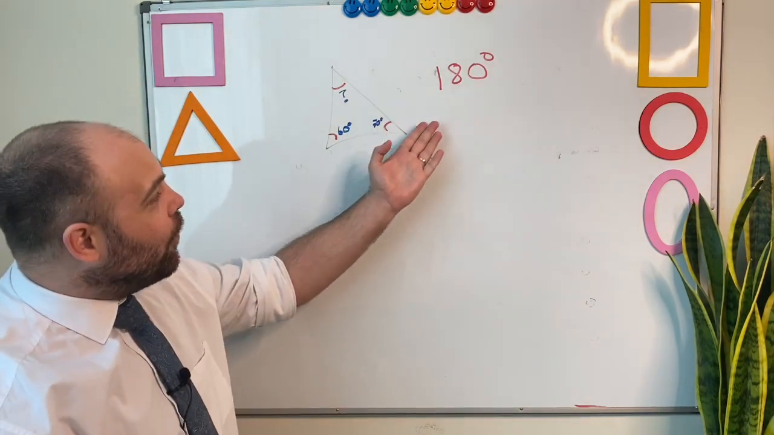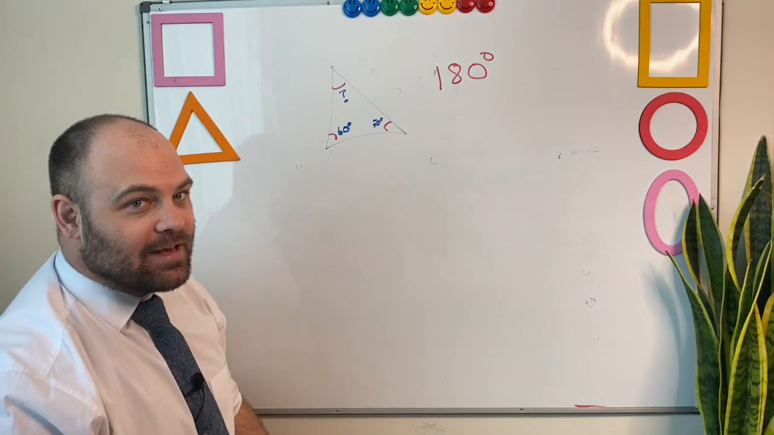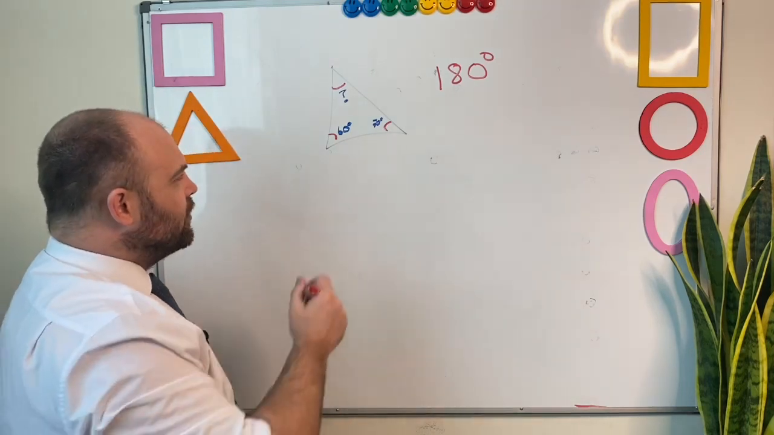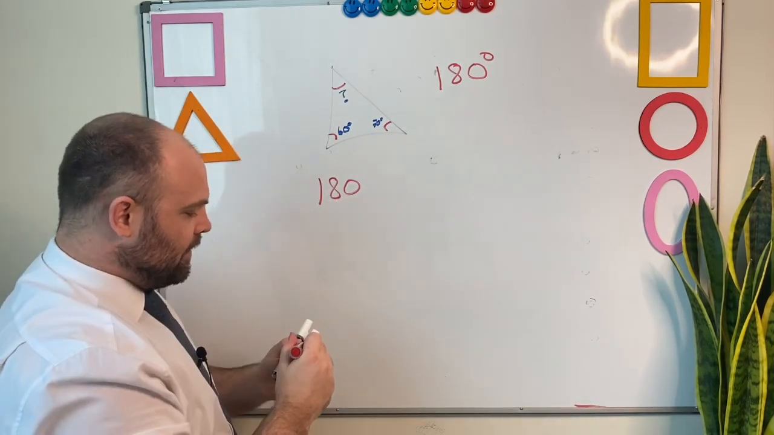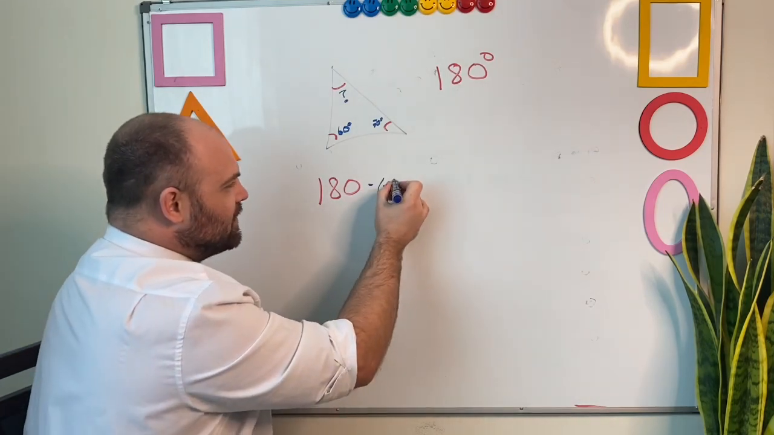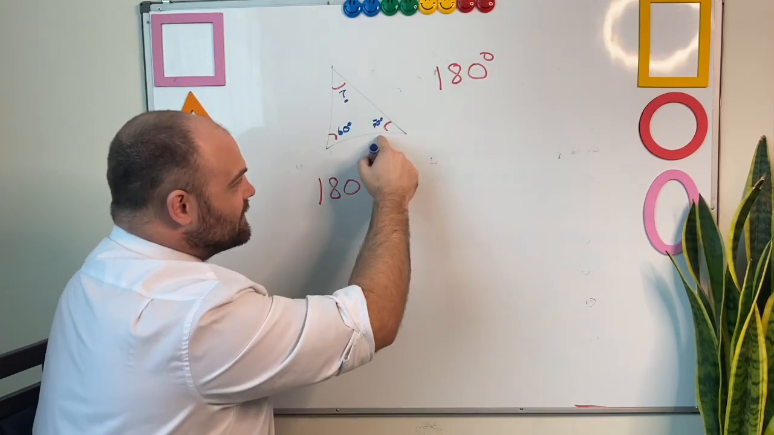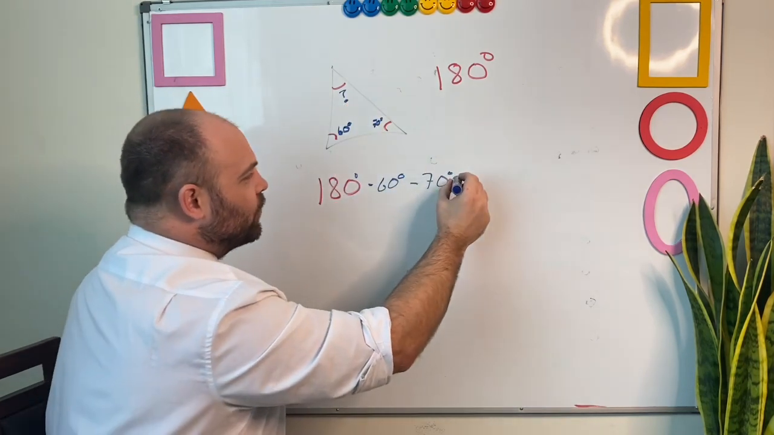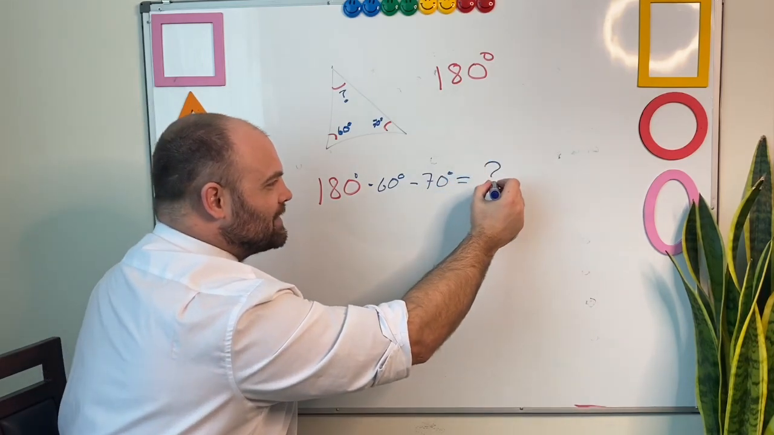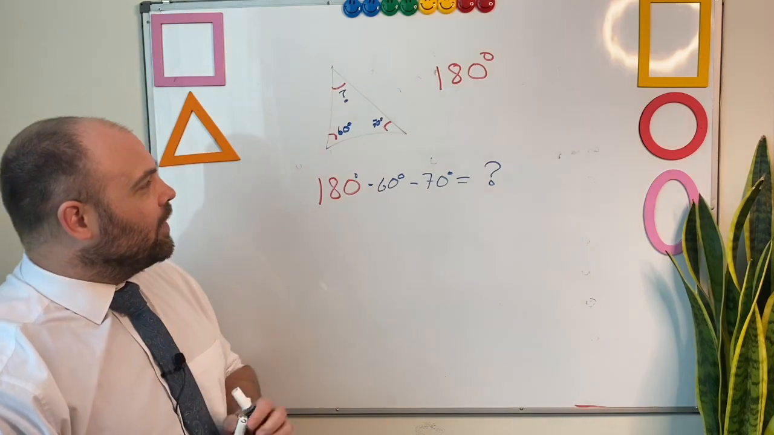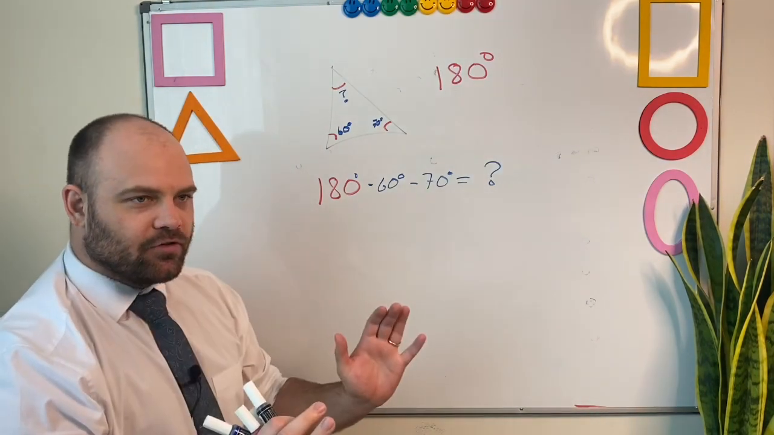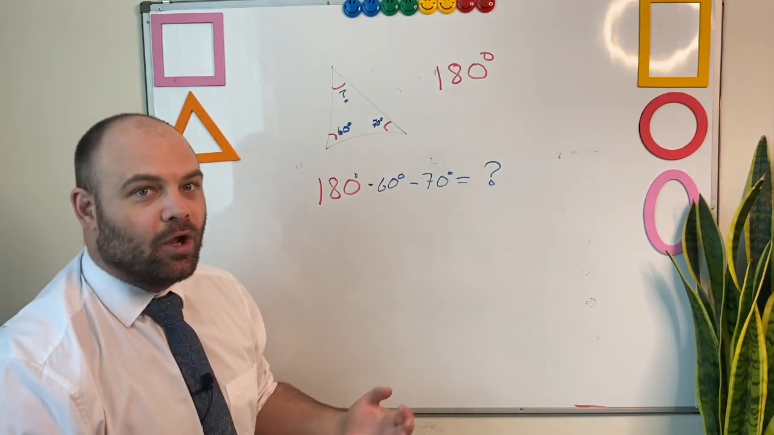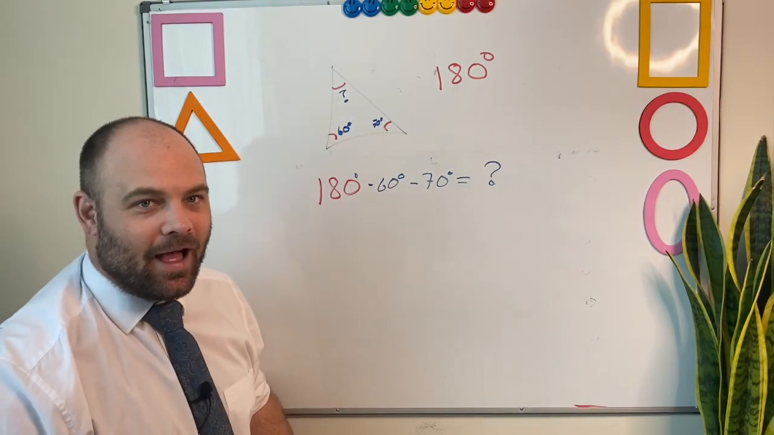Well, I know that if all of these angles add up to 180 degrees, then I've got 180 degrees in this triangle altogether. So 180, and I take away the 60 degrees that I have here, I take away the 70 degrees that I have over here, and I will be left with my missing amount of degrees. So all that I want to do is say I've got 180 degrees, I take away the degrees that I already know, and it will have to leave me with my missing angle.